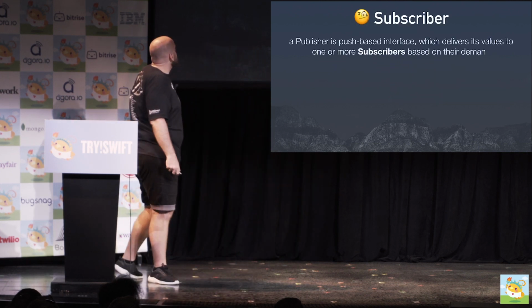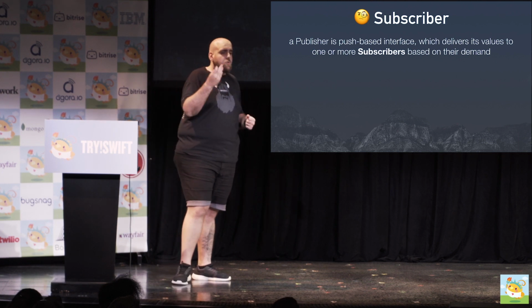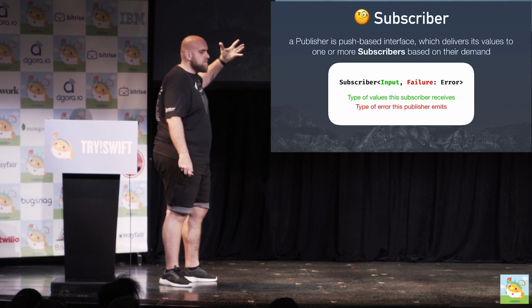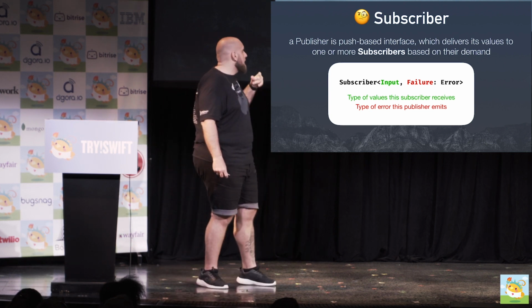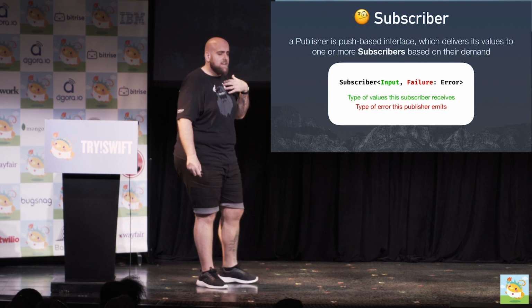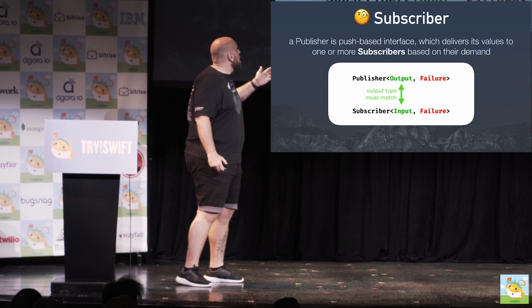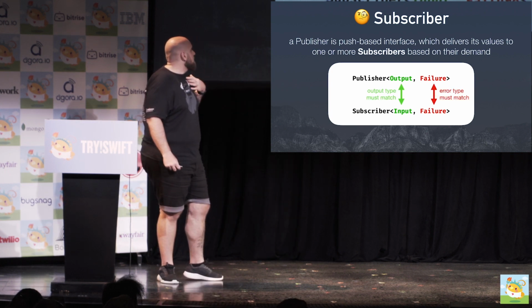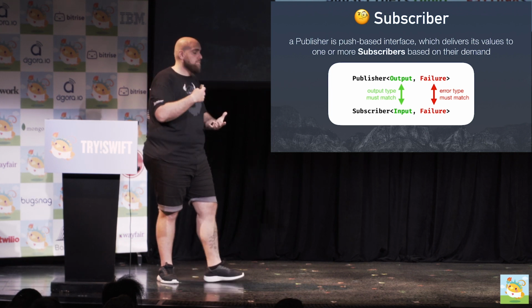The next piece is called a subscriber. So if a publisher is this sort of push-based interface, it delivers its values to subscribers. And a subscriber has this same generic constraint. It's just called input. That means what kind of values can I accept as a subscriber, and the failure, which again, what kind of failure can I accept as a subscriber. And as you can imagine, the output and input of the publisher and the subscriber must match, as well as the failure. So the subscriber can only subscribe to a publisher that has the same output as its own input type.